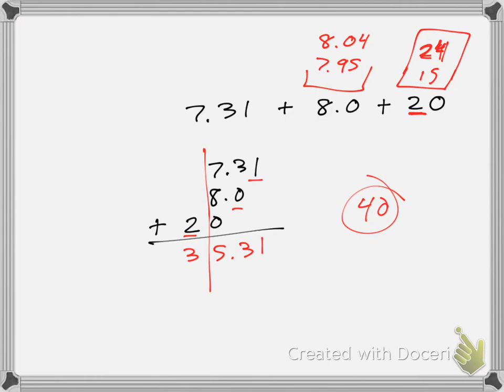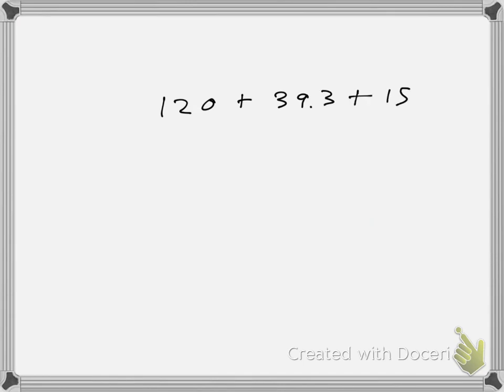And because of that wide uncertainty in my 20, being anywhere from 15 to 24, I can't be as precise in my answer as 35. I have to call it 40 because of that imprecise measurement of 20. All right, so again, when adding and subtracting, it's not the number of sig figs, but where the highest place value of the least precise measurement is. So try this one on your own. Just pause the recording and work it out and see how you do.